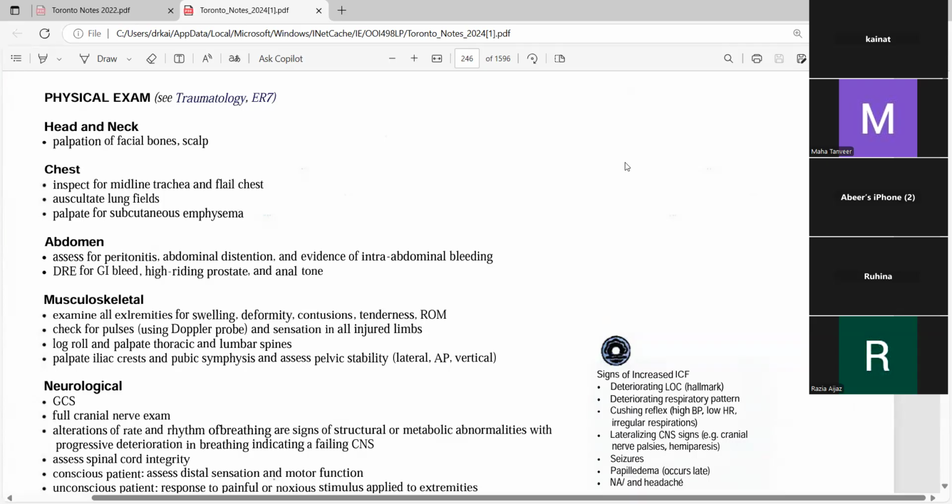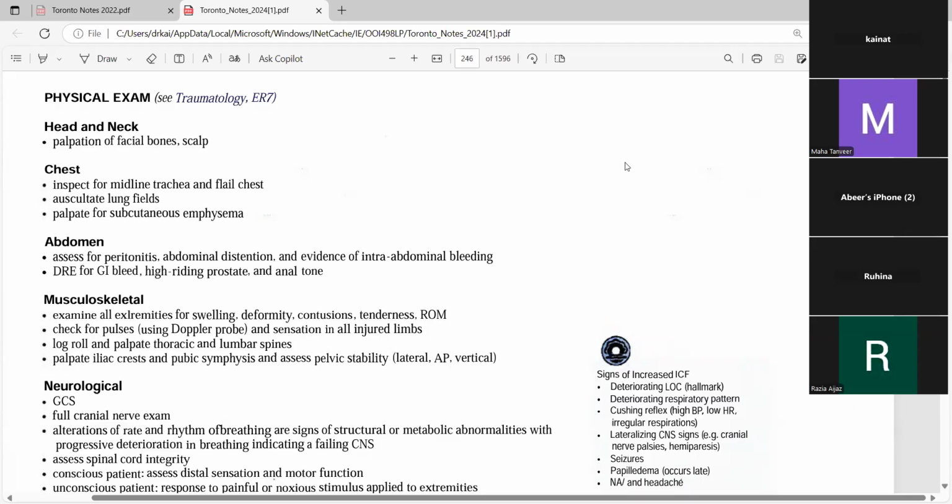Then musculoskeletal, examine all extremities for swelling, deformity, contusions, tenderness, like you are going to check for everything, range of motion. In MCQs, they do like to ask, what are you going to check in extremities? So swelling, deformity, tenderness, range of motion, these are the things they're looking for. So the lines and the words are important. Checking for the pulses. Whenever I'm mentioning this, I'm just telling you so you have an idea and don't miss it.